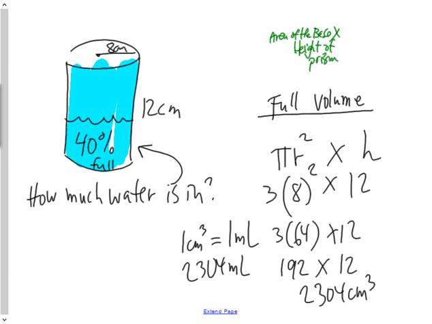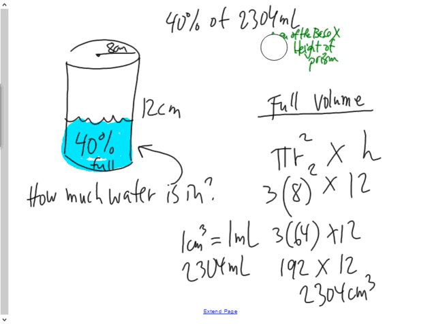But it's not full. It is only 40% full of water, which means if it were full, it would be 2,304. If it's only 40% full, I need to calculate 40% of 2,304 milliliters. That's really the question this is asking you. What is 40% of that? This goes back to grade 7 when you studied percents of numbers. And there are 2 ways to do it. The first way is to use your mental math strategies.